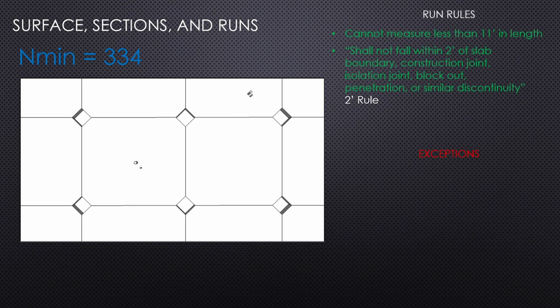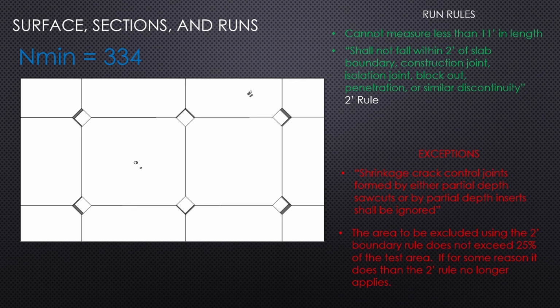But there's 2 exceptions to this rule. And the first is shrinkage crack control joints formed by either partial depth saw cuts or partial depth inserts shall be ignored. Essentially, this means you can measure right over a saw cut. As a technical note, this is a lot easier to do in practice if you have a Type 2 device with feet like an ASTM 1155, which are large enough to span the saw cut and not sink into it. And the second exception to this rule is the area to be excluded using the 2-foot boundary rule does not exceed 25% of the test area. If for some reason it does, then the 2-foot rule no longer applies.